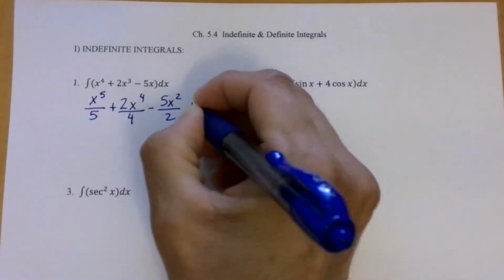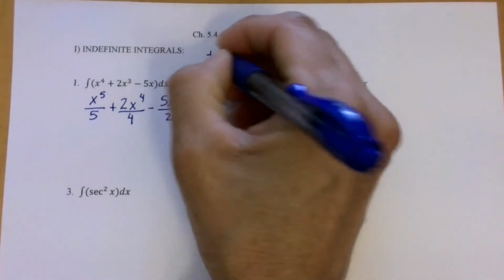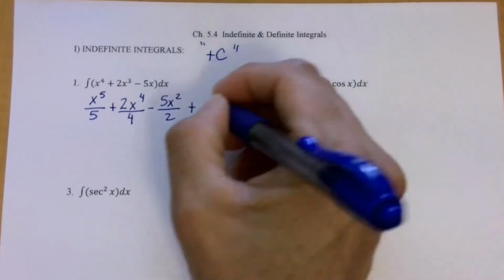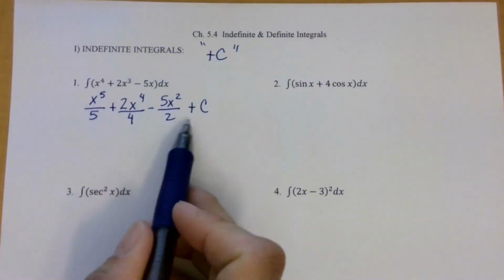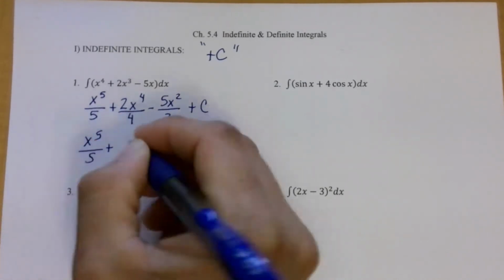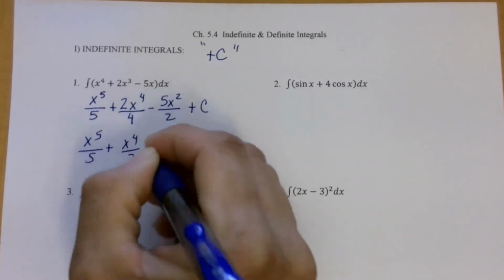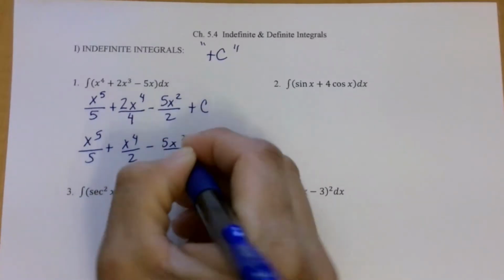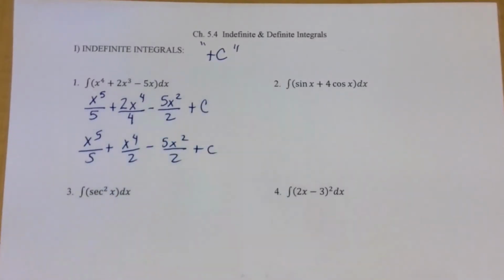And this is an indefinite integral. Indefinite integrals always need a plus c at the end. And really the only thing you could do to clean this up a little bit is I can simplify that fraction here. So that would be x to the 4th over 2 minus 5x squared over 2 plus c.